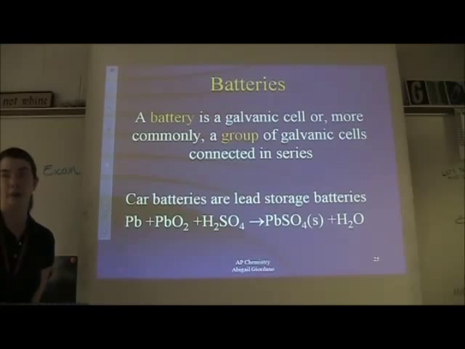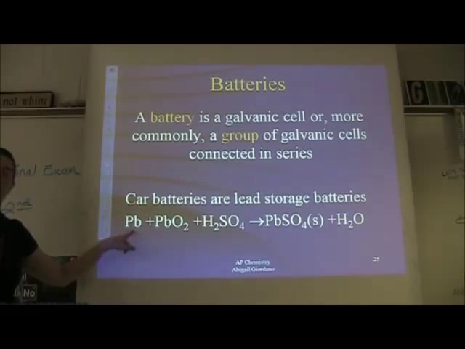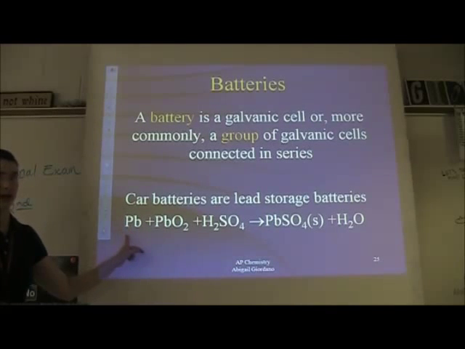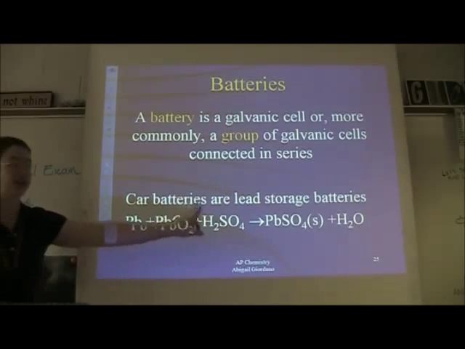just pitch it in the garbage. And look what's in it. Do you want lead leaching into the groundwater? No, you do not. Look what else is in it.